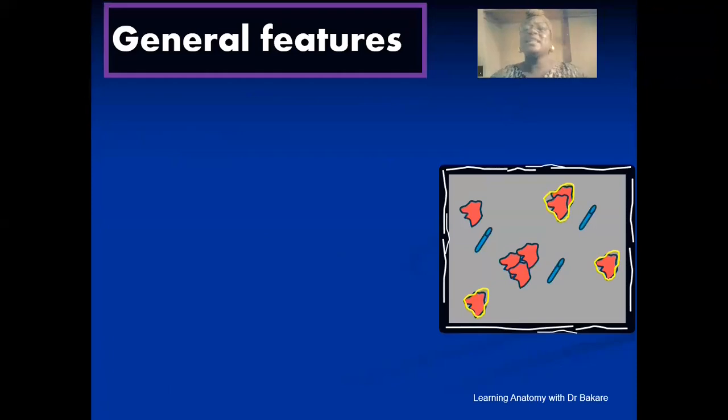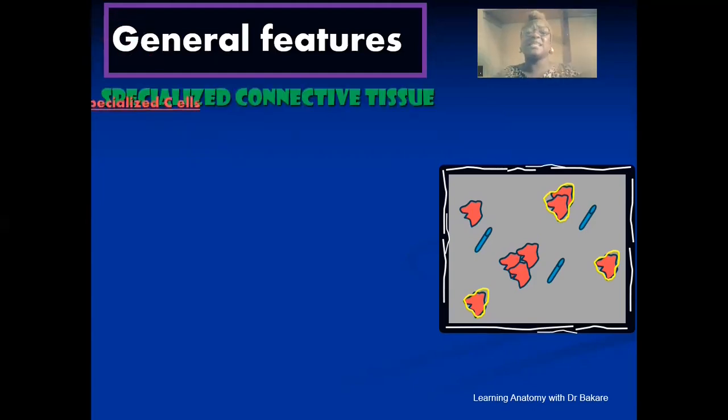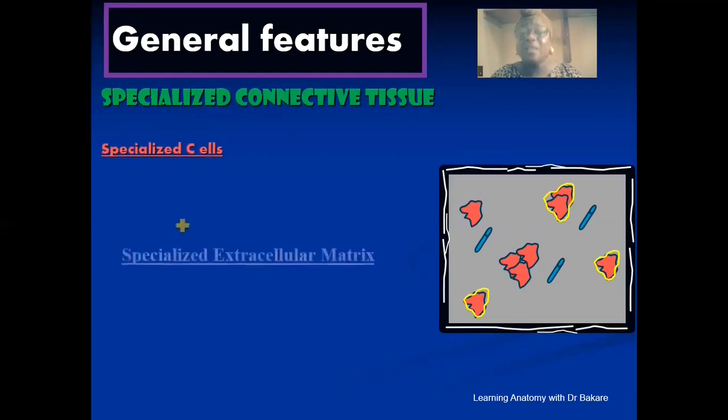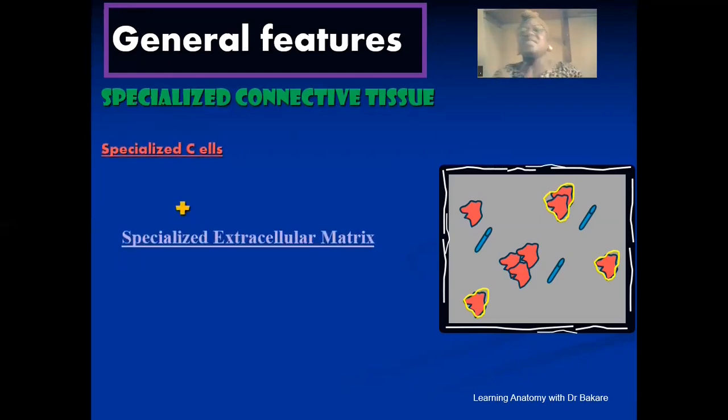So now let's look at the general feature of the cartilage. This will help us understand the basis behind the cartilage being classified under a specialized type of connective tissue. We say it is specialized because it will be distinct in its own way. It means that the characteristics that will be exhibited by it will be attributed to just the cartilage. Because it is specialized, it is seen to have a specialized type of cell and also a specialized type of extracellular matrix.